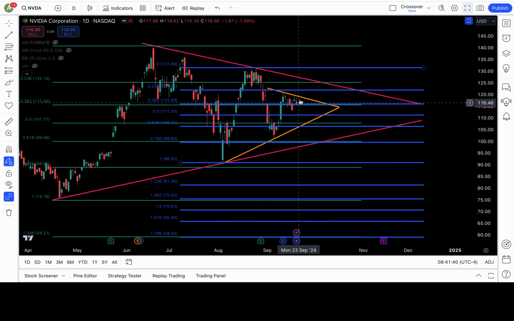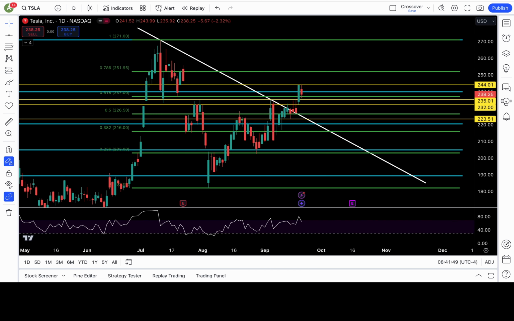Okay, guys, so above 116 and clearing 119, bulls have a shot at more upside. Breaking down 116 and 113, bears definitely have a shot at more downside.